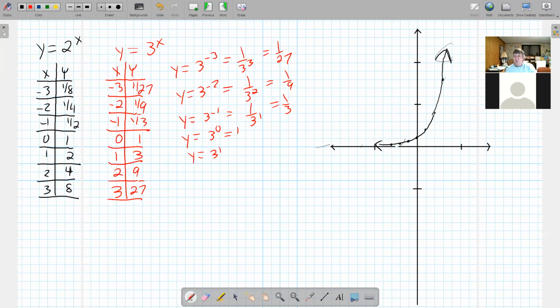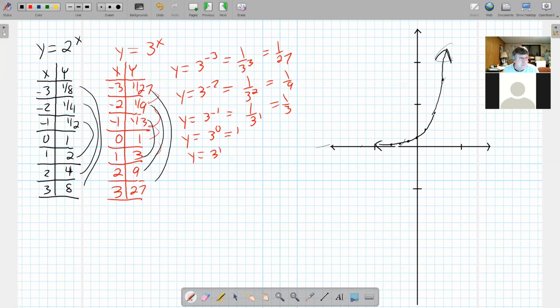Okay, so in y equals 2 to the x, things were doubling. What are they doing here in y equals 3 to the x? What's going on here? Y is tripling. Also notice, let's go back to this first one, I should have pointed this out before. There's this reciprocal situation going on. Same thing here. There's this reciprocal situation going on.